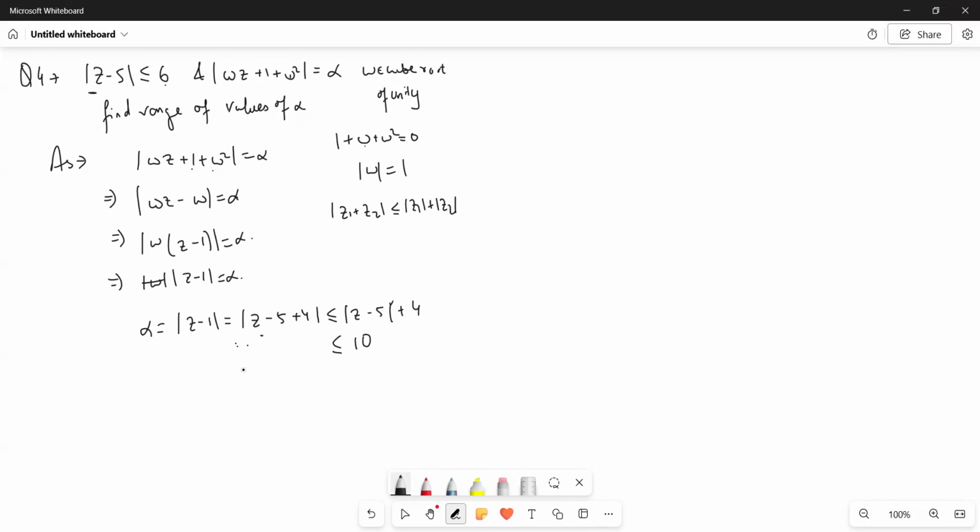और minimum value, how do you find the minimum value? Alpha is equal to mod of something, so what will be the minimum possible value? Zero. Mod of something can never be less than 0. So since alpha is a mod, alpha represents mod of something, alpha has to be greater than equal to 0. So the range of values of alpha would be 0 to 10. That would be the answer, 0 to 10.